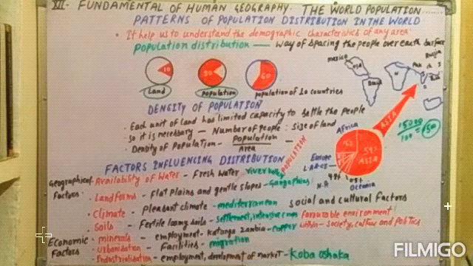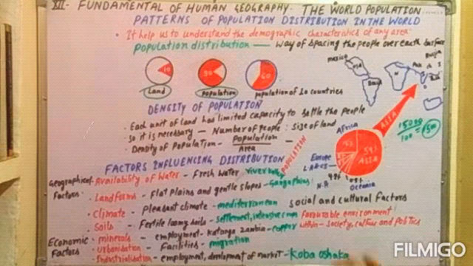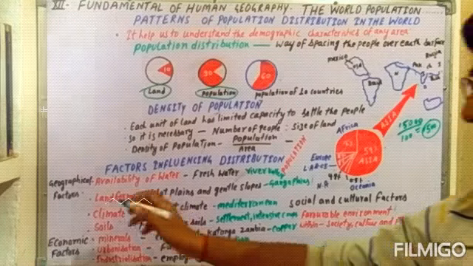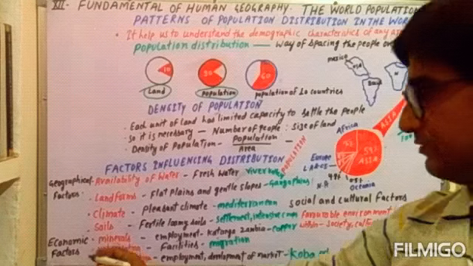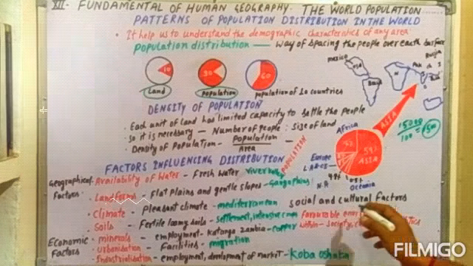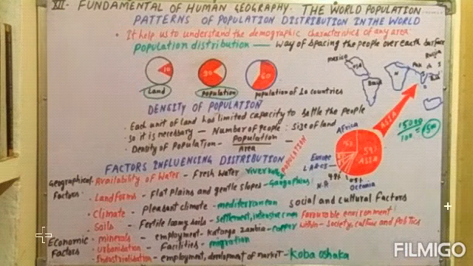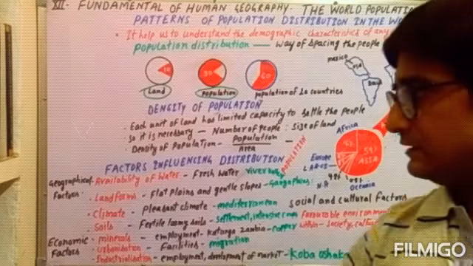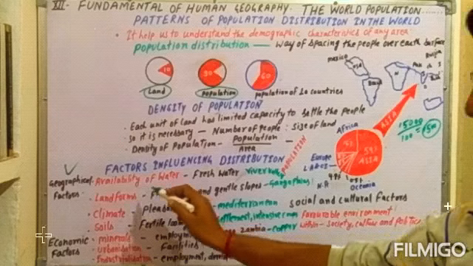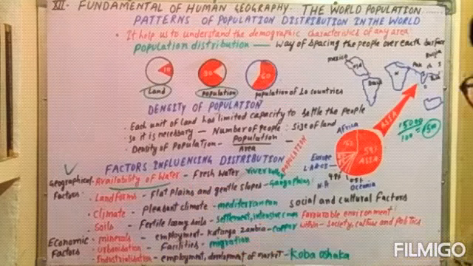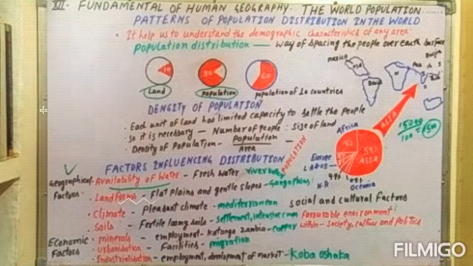Now we will see the factors that influence the distribution of population. There are three types of factors: geographical factors, economic factors, and the last one, social and cultural factors. One by one we will discuss these factors, such as the geographical factor, where we will see availability of water. Availability of water means we have only two types of water on the earth.